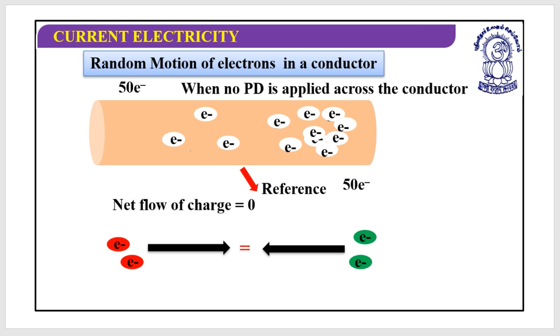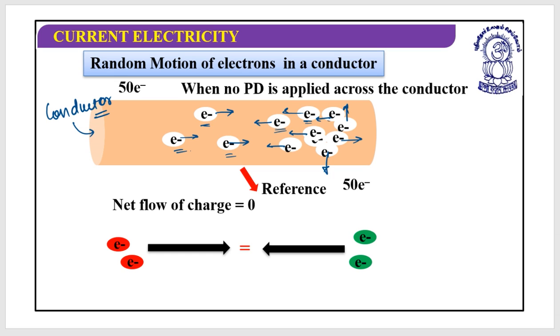This is the random motion of electrons. This is one of the conductors, and as we have discussed in the previous class as well, if a conductor is there, it has free charge carriers, and when no potential difference is applied, all the free electrons have a random motion. Random motion means that certain electrons are moving in the positive x direction, while some other electrons are moving in the negative x direction. Some electrons might be going upward, some might be going downward, and so on.